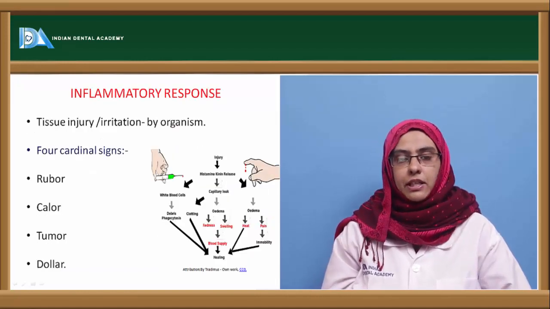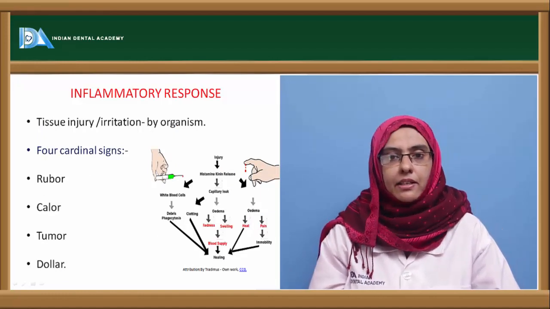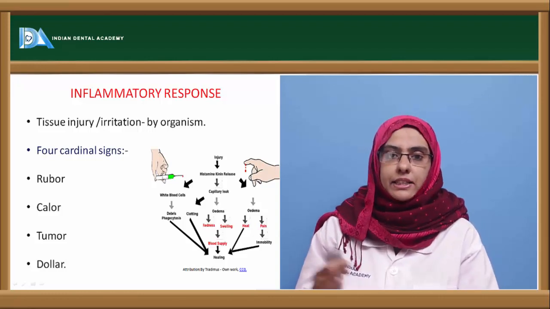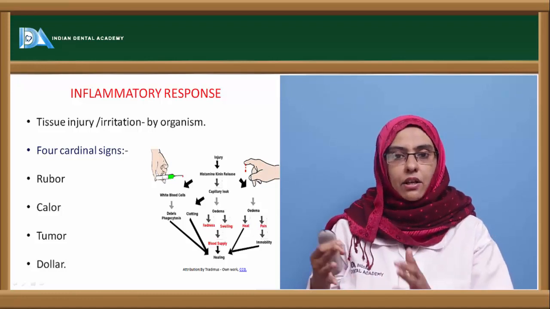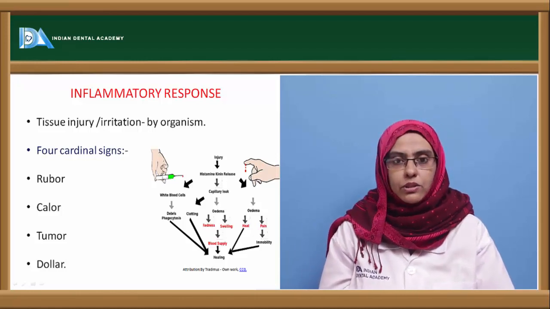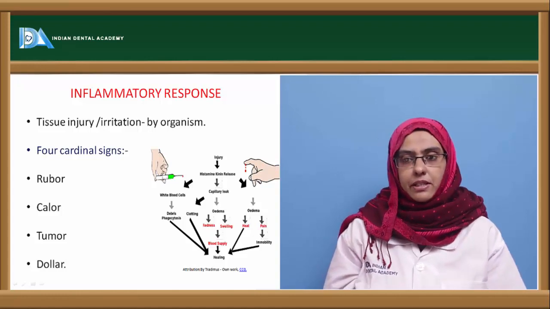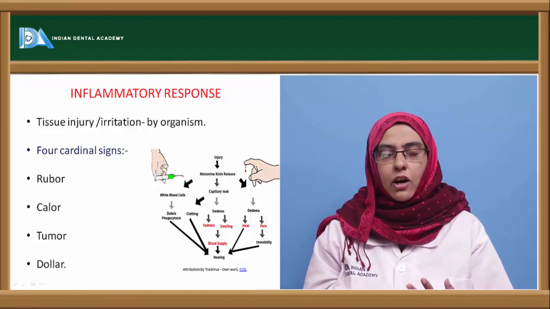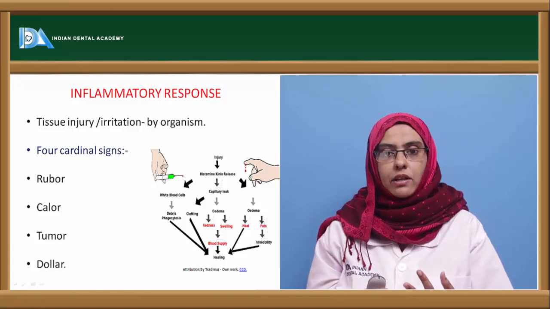The next type of barrier is called the inflammatory response. This is the most important type of barrier which helps to eliminate the organism from the body by a series of reactions that take place after there is a tissue injury or irritation or a wound caused by pricking or the inoculation of the organism into the human host. So this is called the inflammatory response. There are 4 cardinal signs of inflammatory response, called rubor, calor, tumor and dolor. Rubor is redness or erythema, calor is increase in the temperature, tumor is edema, and dolor is the pain.